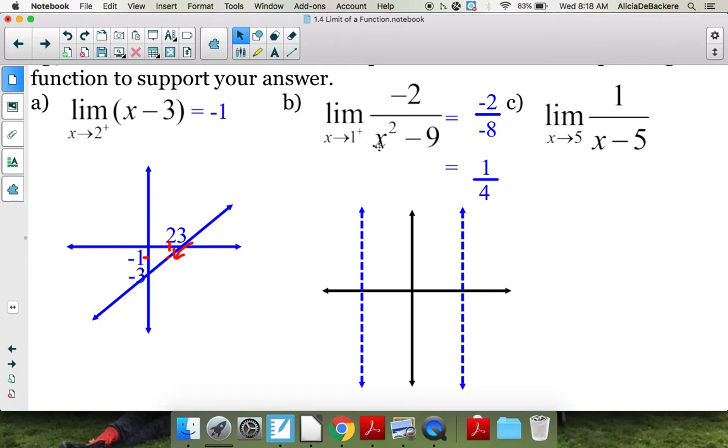When I look for my y-intercept, I'm going to be plugging 0 in for x, and then I'm going to get a y-intercept of negative 2 over negative 9, or positive 2/9. So I know that the middle section of my graph does pass through at 2/9. It's pretty small here. And then the rest of this graph is going to be positive. So it's going to look like this.